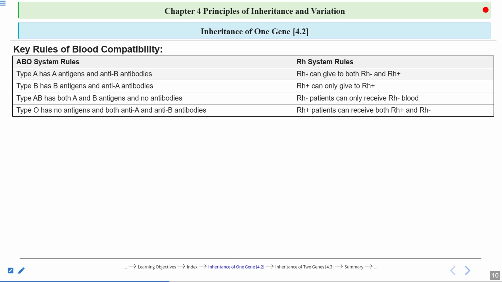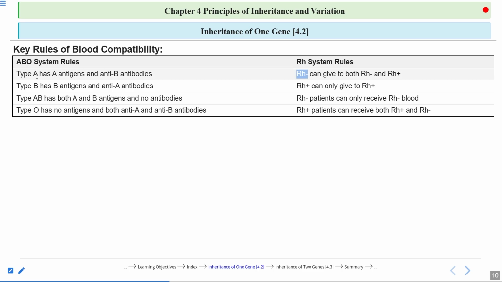Clear? So when this RH antigen is absent, then you write it as A negative. When the Rh antigen is present, you write it as A positive, B positive, O positive, or AB positive. So when the presence of the Rh antigen is there, you write positive. When the Rh antigen is absent, you write negative. Now, these are the basic rules of blood compatibility.